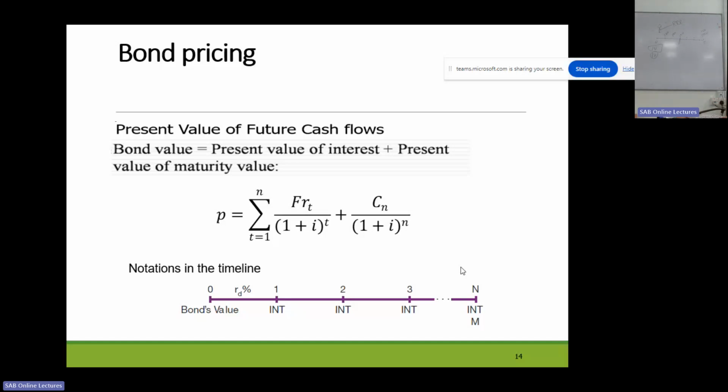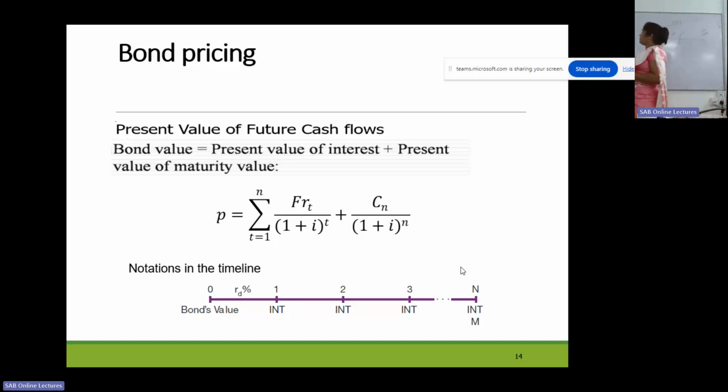The coupon is an annuity. So when you calculate the bond value or the price of the bond, you have to consider the coupon as an annuity and calculate the present value of this annuity. The redemption price, the maturity payment, you have to consider as a single cash flow and calculate its value. So this is the formula for bond pricing: the present value of the coupon interest plus the present value of the maturity value. You have to consider these two when you calculate the bond value.